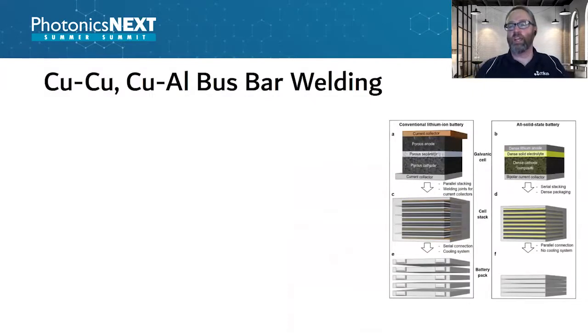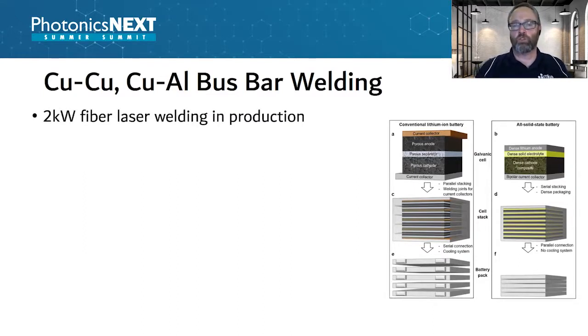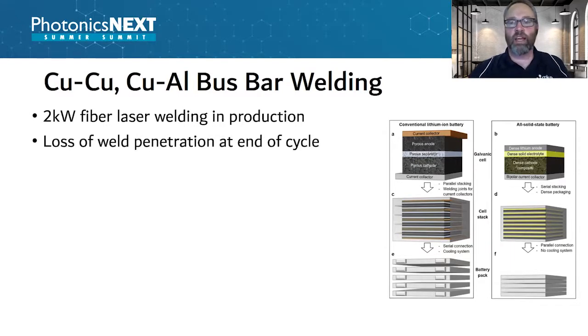The second application is copper to copper and copper to aluminum busbar welding in a production environment. There was a 2 kilowatt fiber laser welding in production. And what was happening was that there was a loss of penetration at the end of the cycle. There were a number of welds happening. The first few welds were penetrating fine. And as the laser continued to process these welds on this battery pack, towards the end they started to lose the weld. Again, they suspected some kind of focus shift, but they didn't really know for sure exactly what was happening.